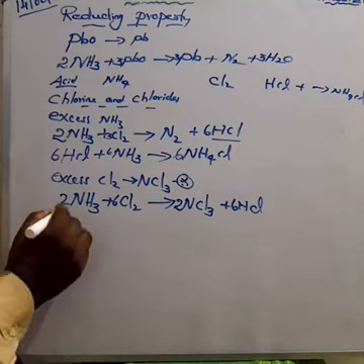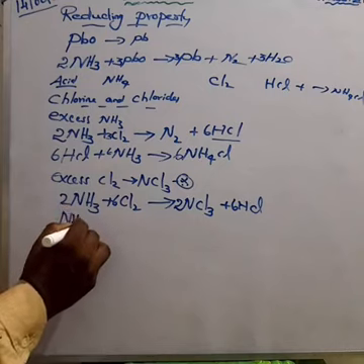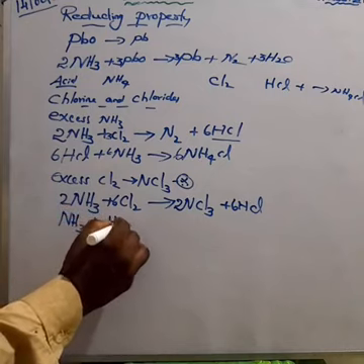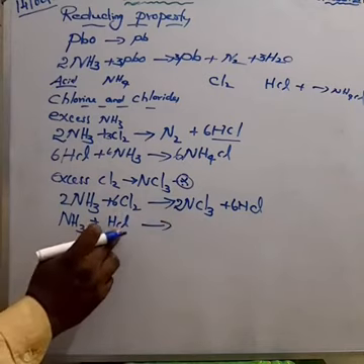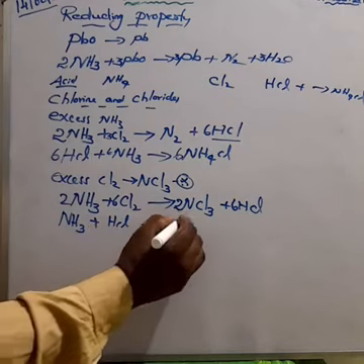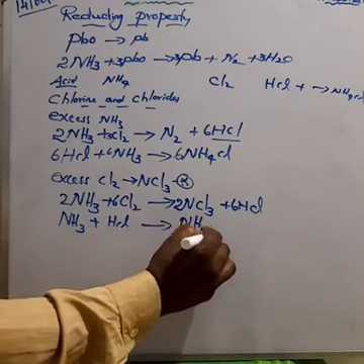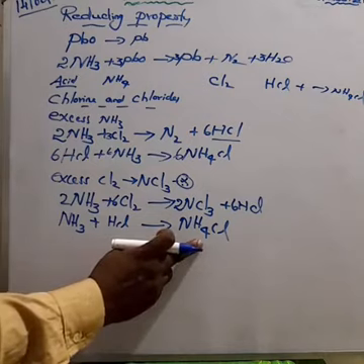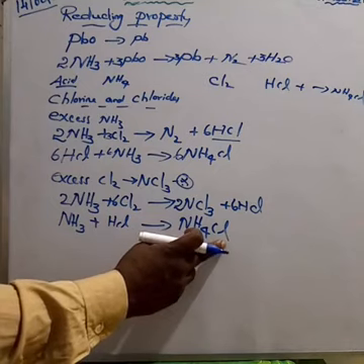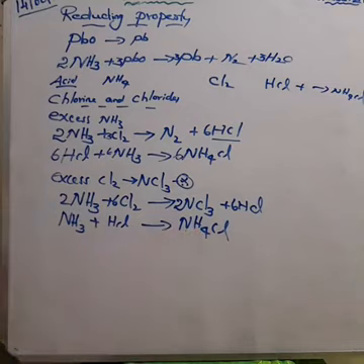Next, this ammonia again reacts with hydrochloric acid. We get ammonium chloride. What is the formula for ammonia? NH3 plus hydrochloric acid, HCl, gives NH4Cl. So how to balance the equation? Ammonium means, all of you know that one, NH4Cl. So they are having only 1 chlorine, so the reactant side also only 1 chlorine.